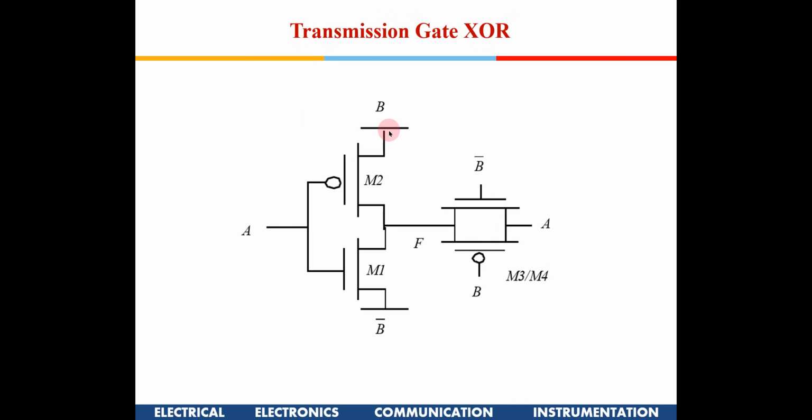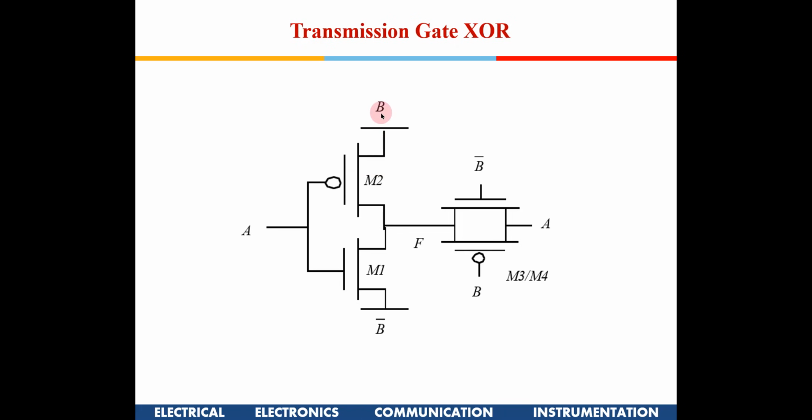Now before moving on to the next kind of adder, let's revise the transmission gate, which you might have done in your VLSI class. This is known as a transmission gate XOR. This is the output F. When A is 0, there are two possibilities. If B is 0 and A is 0, this is switched on, and nothing would happen.